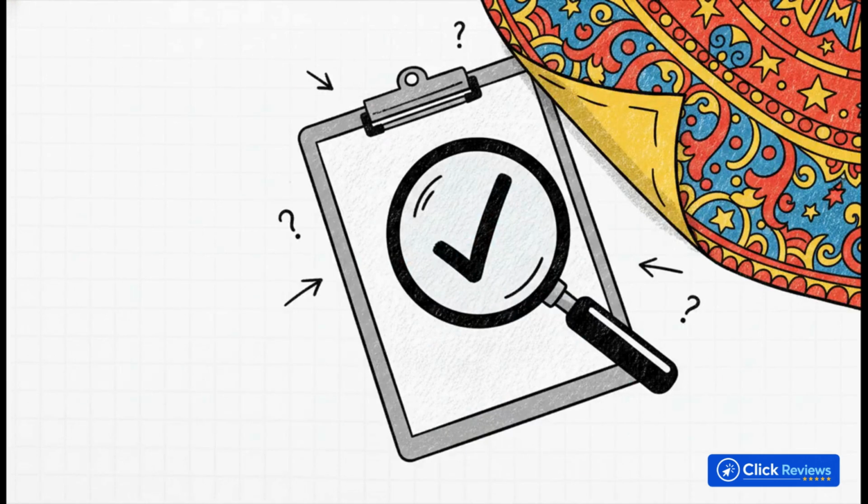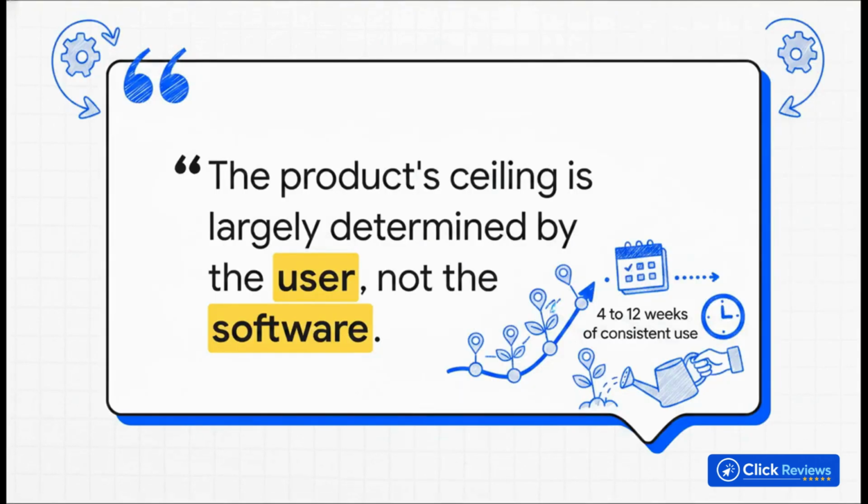All right, time for a reality check. Section 5, the final objective verdict. We've looked at the data, the mechanics, the costs. Now we need to strip away any lingering hype and look at actual user reality. I want to read a quote directly from our independent review data because it sets the perfect expectations. It says, "The product's ceiling is largely determined by the user, not the software. If you treat this as a set it and forget it magic traffic button, you will be disappointed."